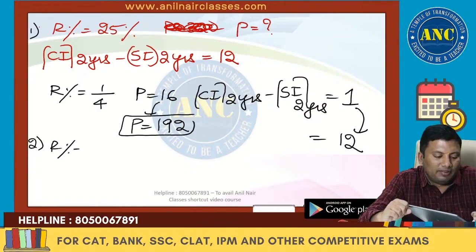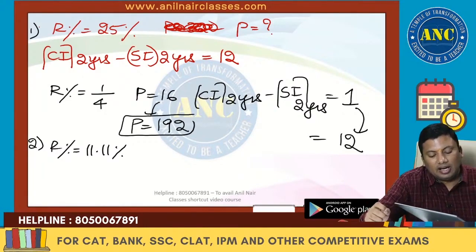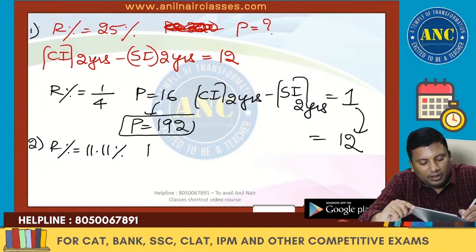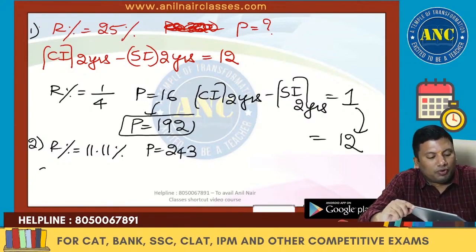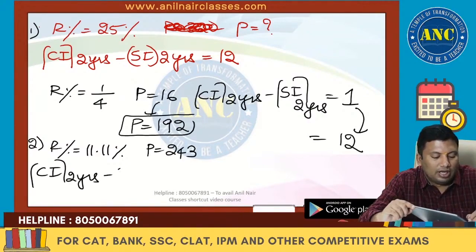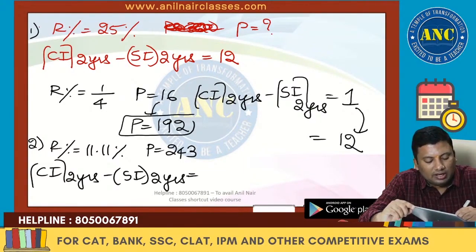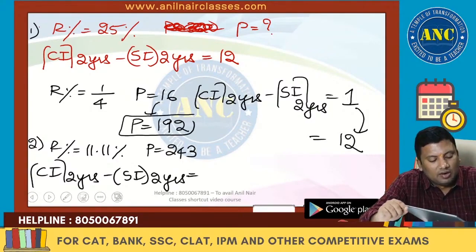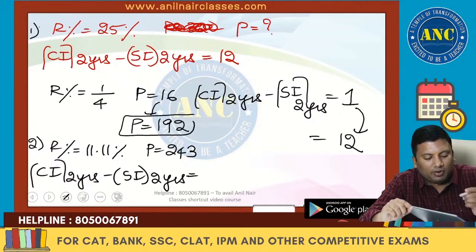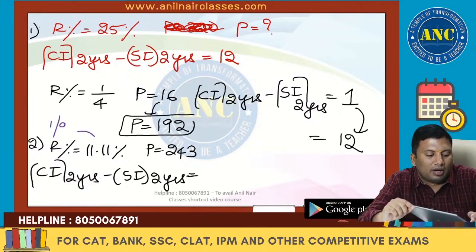Second problem. If R is 11.11 percent and principal is 243, find CI for 2 years minus SI for 2 years. Once you understand, it's a simple cakewalk, sir. These are nothing but 1 by 9.